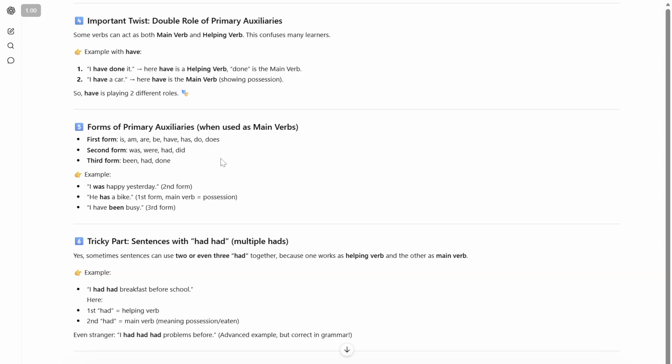This confuses many learners. Example with have. 1, I have done it. Here have is a helping verb. Done is the main verb. 2, I have a car. Here have is the main verb showing possession. So have is playing 2 different roles.